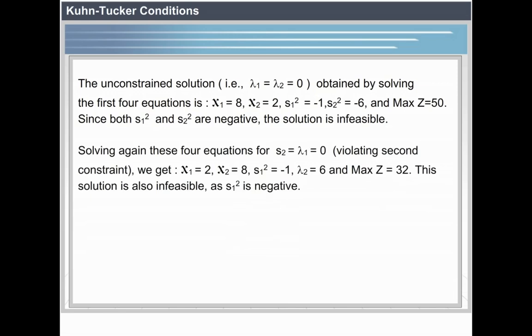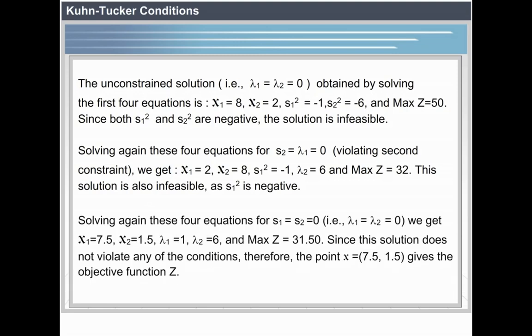Solving again these 4 equations for s2 = λ1 = 0, violating the second constraint, we get x1 = 2, x2 = 8, s1² = -1, λ2 = 6, and maximize z = 32. This solution is also infeasible as s1² is negative.